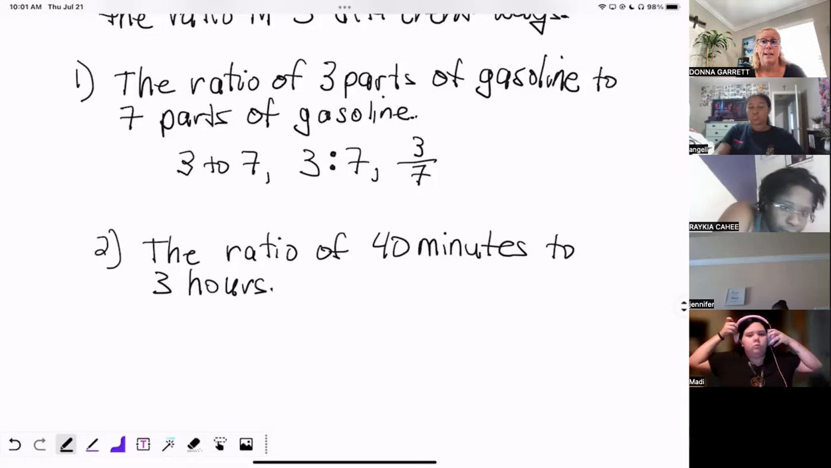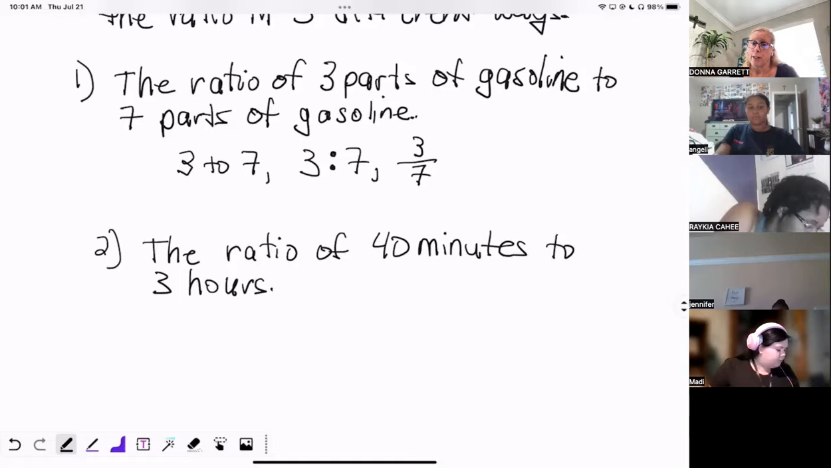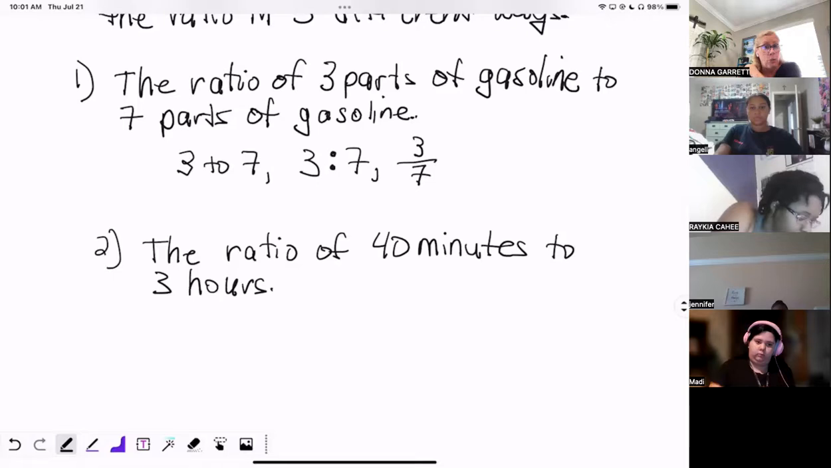Now, this one does not have the same units. We have minutes and hours. Can't happen. So it doesn't even matter which way you convert it. You're going to have to convert minutes to hours or hours to minutes, and you pick whichever way you like best. I think it's easier to go from hours to minutes because we know how many minutes are in an hour.